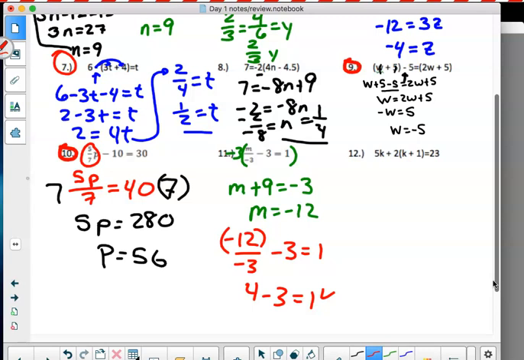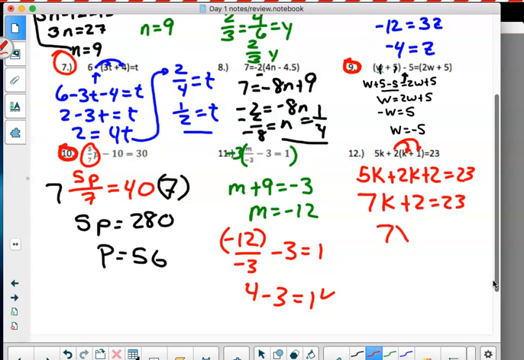Now in 12, go for it. See what happens. Do the distribution, do the combining like terms, see what's going on. So you got 5k plus 2k plus 2, because I distributed here, equal 23. This is 7k plus 2 is equal to 23. I'm going to subtract 2. 7k is equal to 21, and I find out that k is 3.